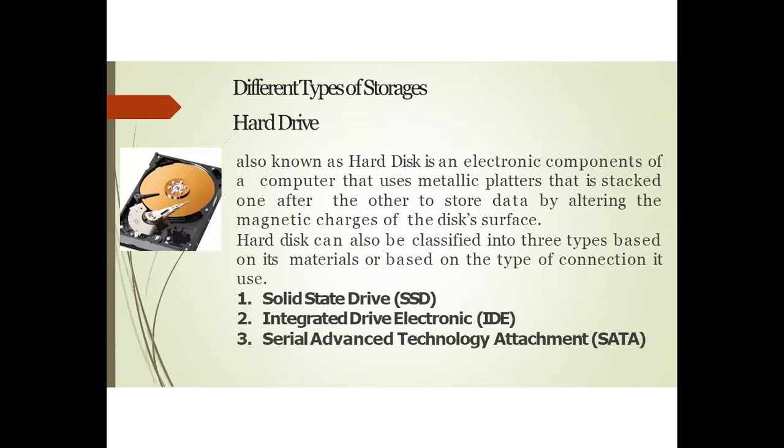So, different types of storage. The first one is the hard drive. Hard drive is usually found in the system unit, also known as the hard disk. It is an electronic component of a computer that uses metallic platters stacked one after the other to store data by altering the magnetic charges of the disk surface.